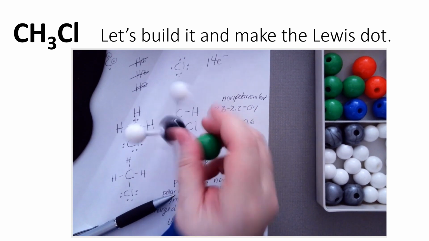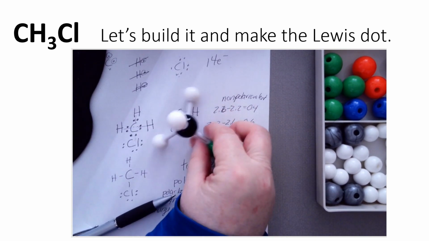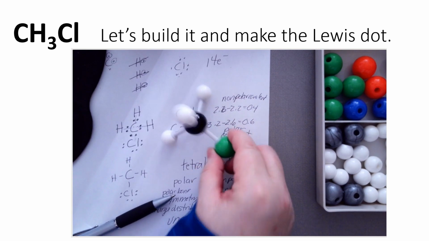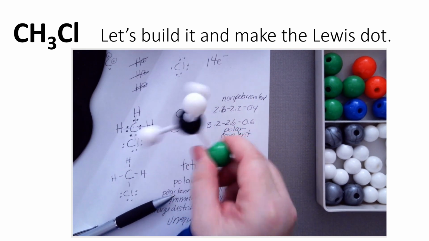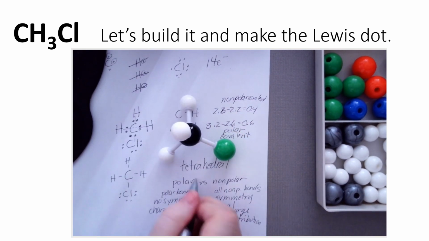Okay, so this does not have symmetry, right? Because look, this green one right here. If this green one wasn't here, it might be a different story, but it is. So this one right here makes this not have symmetry. So then I know my molecule is polar.